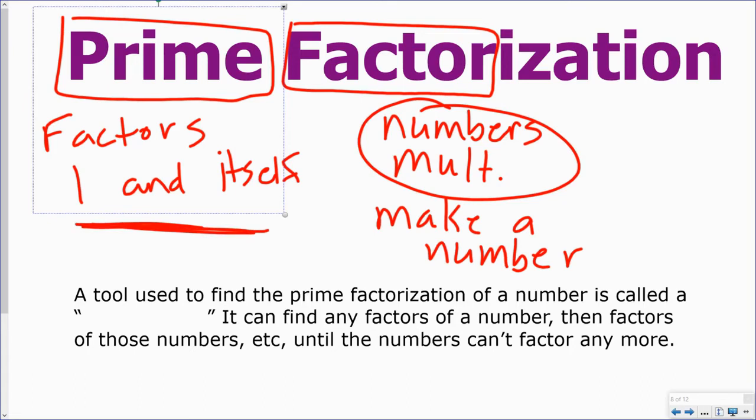And a tool we use to find the prime factorization of a number is known as a factor tree. We find any factors of a number, then we factor those numbers, and we keep going until we cannot factor any more into more prime numbers. So let's take a look at 72. We're going to use our factor tree, and we're going to try and get down to the prime factorization, or only the prime factors of 72.